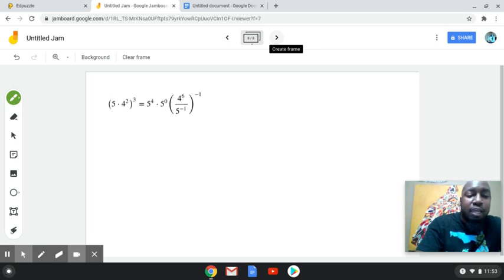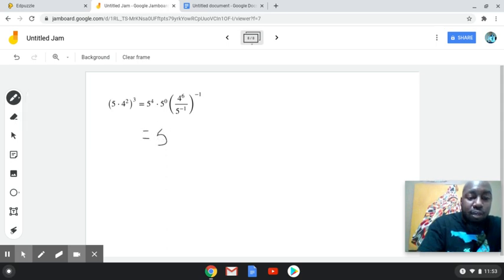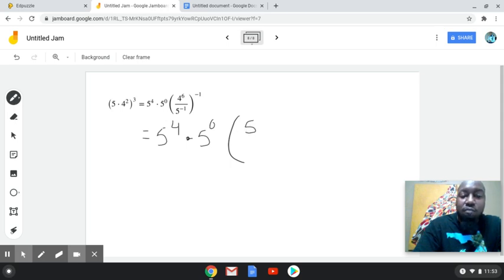So on the right hand side, you're still going to have 5 to the 4th power times 5 to the 0. There's a property for that. Times 5 to the -1 over 4 to the 6. And now this has been raised to the 1st power. Okay.